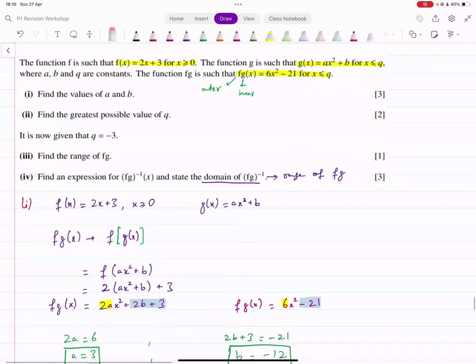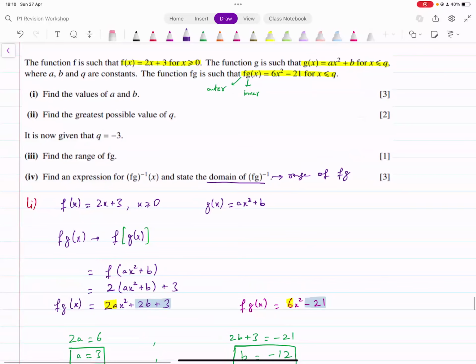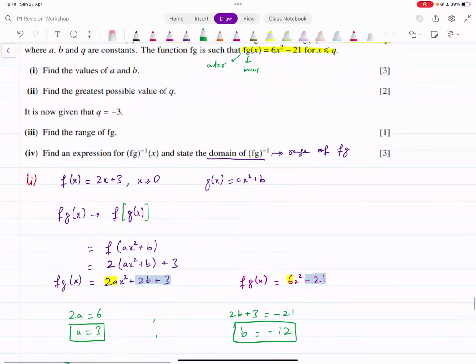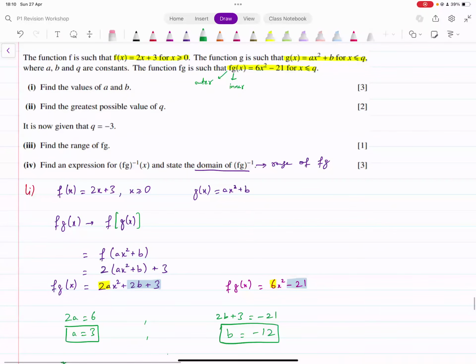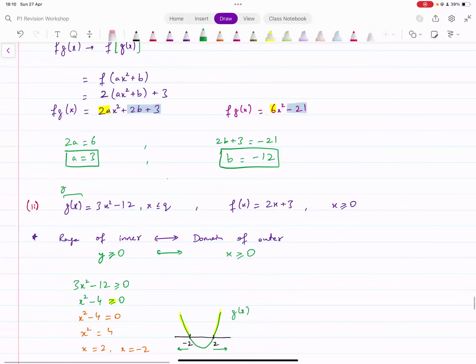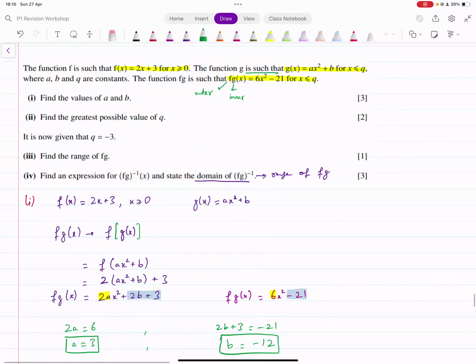Let's say we have this function f of x equals 2x plus 3, x is greater than or equal to 0, and we have another function g of x that's ax squared plus b, and x is less than or equal to q. In the first part, they ask us to find the values of a and b. Let's say we've done that, and we found that the composite function is fg of x equals 6x squared minus 21. Now, the second part says find the greatest possible value for q.